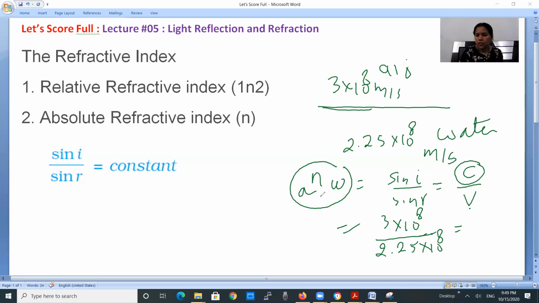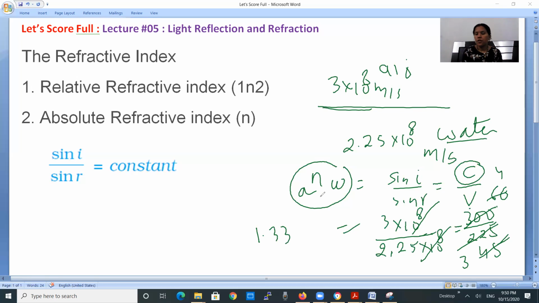Just solve this. So remove the decimal, it will be 300 upon 225, and 10 raised to 8, 10 raised to 8 cancel. If you cut it with 25, it is, okay, let it cut with 5 first. 5 6 are, 5 zeros are, 5 4s are, 5 5s are. Then 15 3s are, 15 4s are. 4 by 3, which is 1.33. So refractive index of water with respect to air is 1.33. Clear? Okay. So let's see the next question.